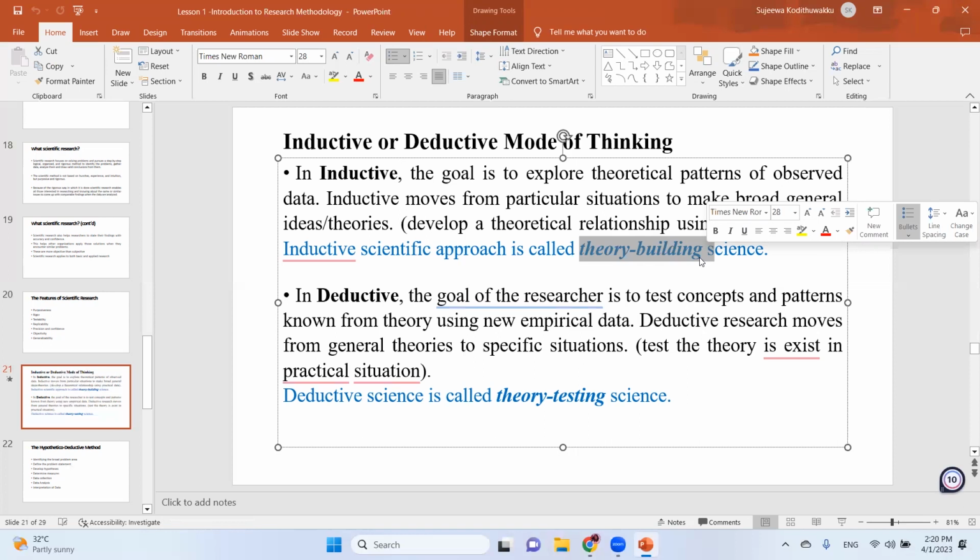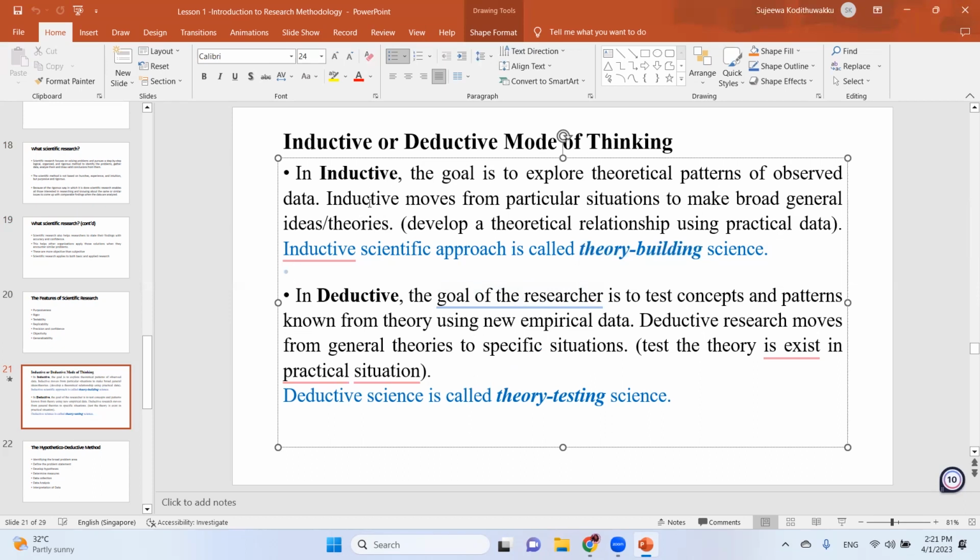So through your dissertation or through your research, you are not going to develop a new theory. If you want to develop a new theory, it is called theory building science. And that particular theory building science is called inductive science or inductive mode of thinking. I think it's clear. Inductive mode of thinking. The goal is to explore theoretical pattern of observed data. Then inductive mode moves from particular situation to make broad general idea or theory.